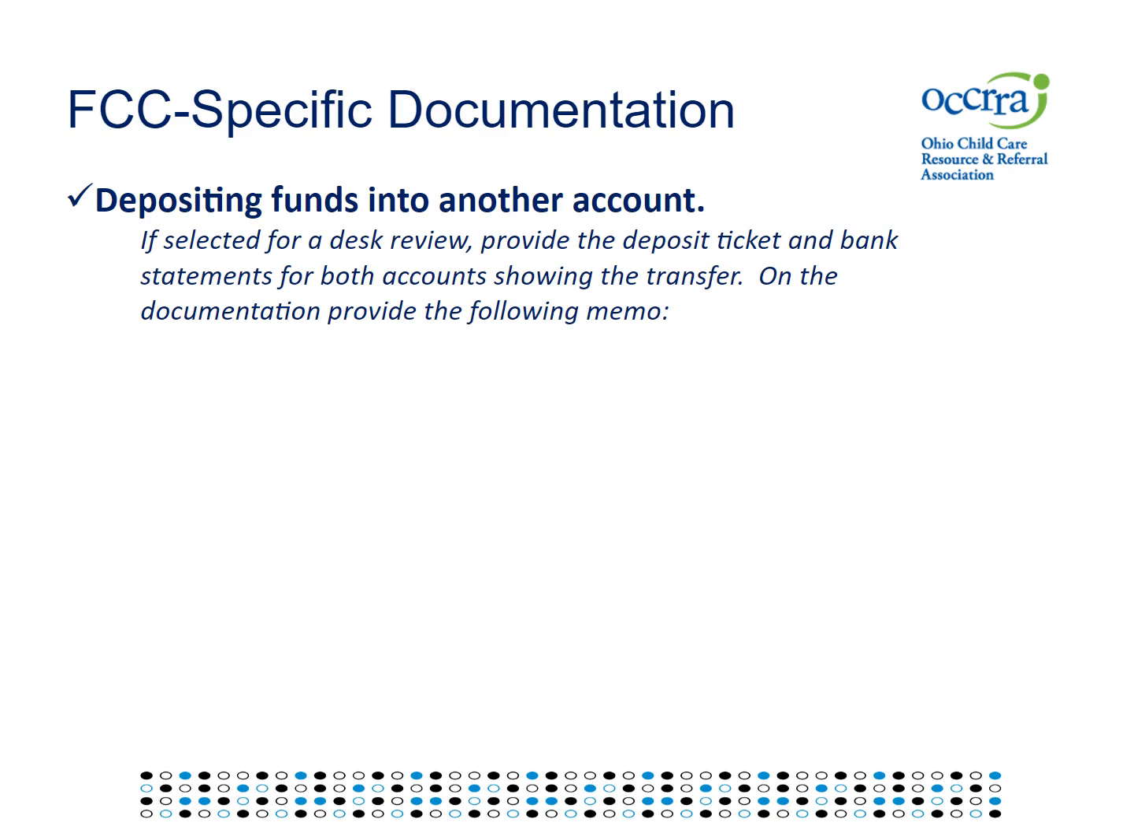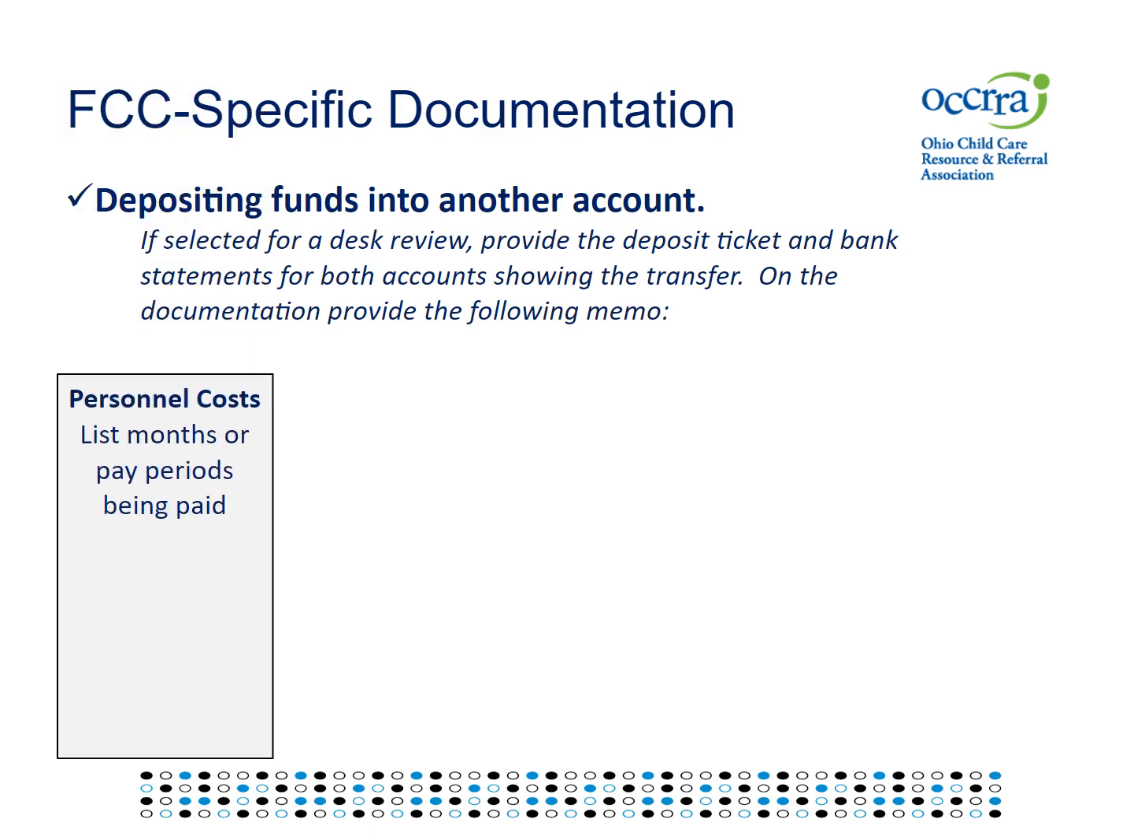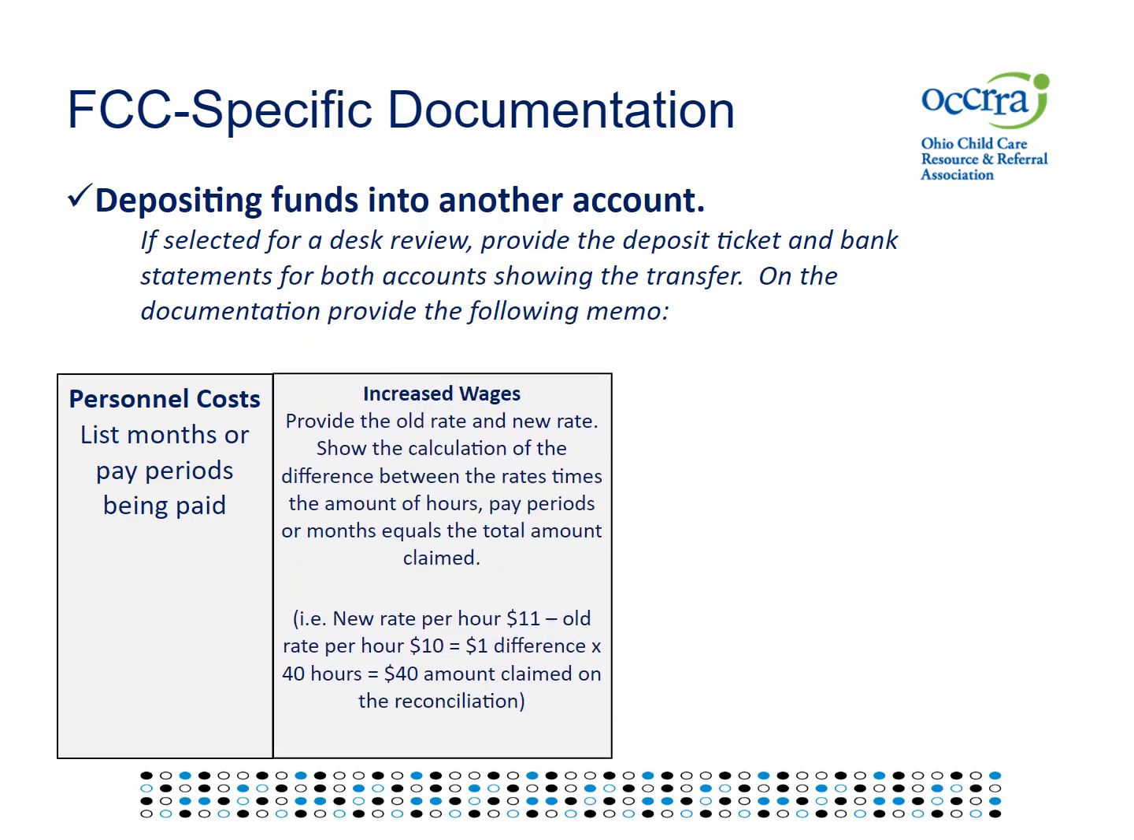On the documentation, provide the following memos based on activity options. For personnel cost, list months or pay periods being paid. For increased wages, provide the old rate and the new rate. Show the calculation of the difference between the rates times the amount of hours, pay periods, or months equal to the total amount claimed. For example, the new rate per hour is $11 minus the old rate per hour of $10 is a $1 difference times 40 hours equals $40 amount claimed on the reconciliation.